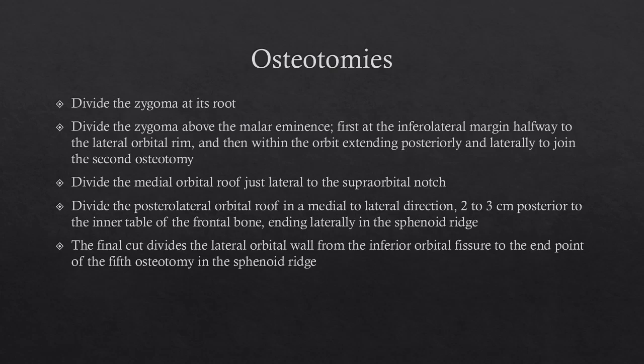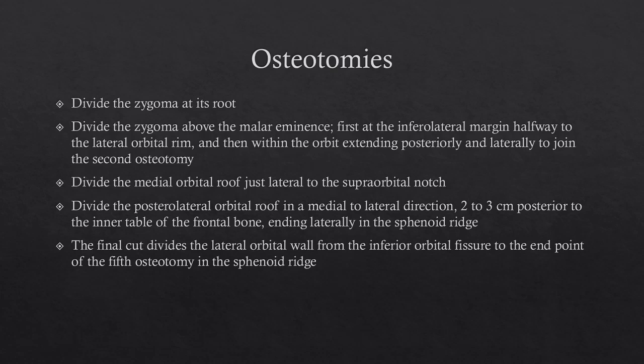In the OZ approach, the orbitozygomatic unit is removed via a series of 6 osteotomies. These osteotomies are performed with a reciprocating saw or osteotome. The first cut divides the zygoma obliquely at its root. The second and third cuts divide the zygomatic bone above the malar eminence. The fourth osteotomy is made in the sagittal plane through the medial orbital roof just lateral to the supraorbital notch.